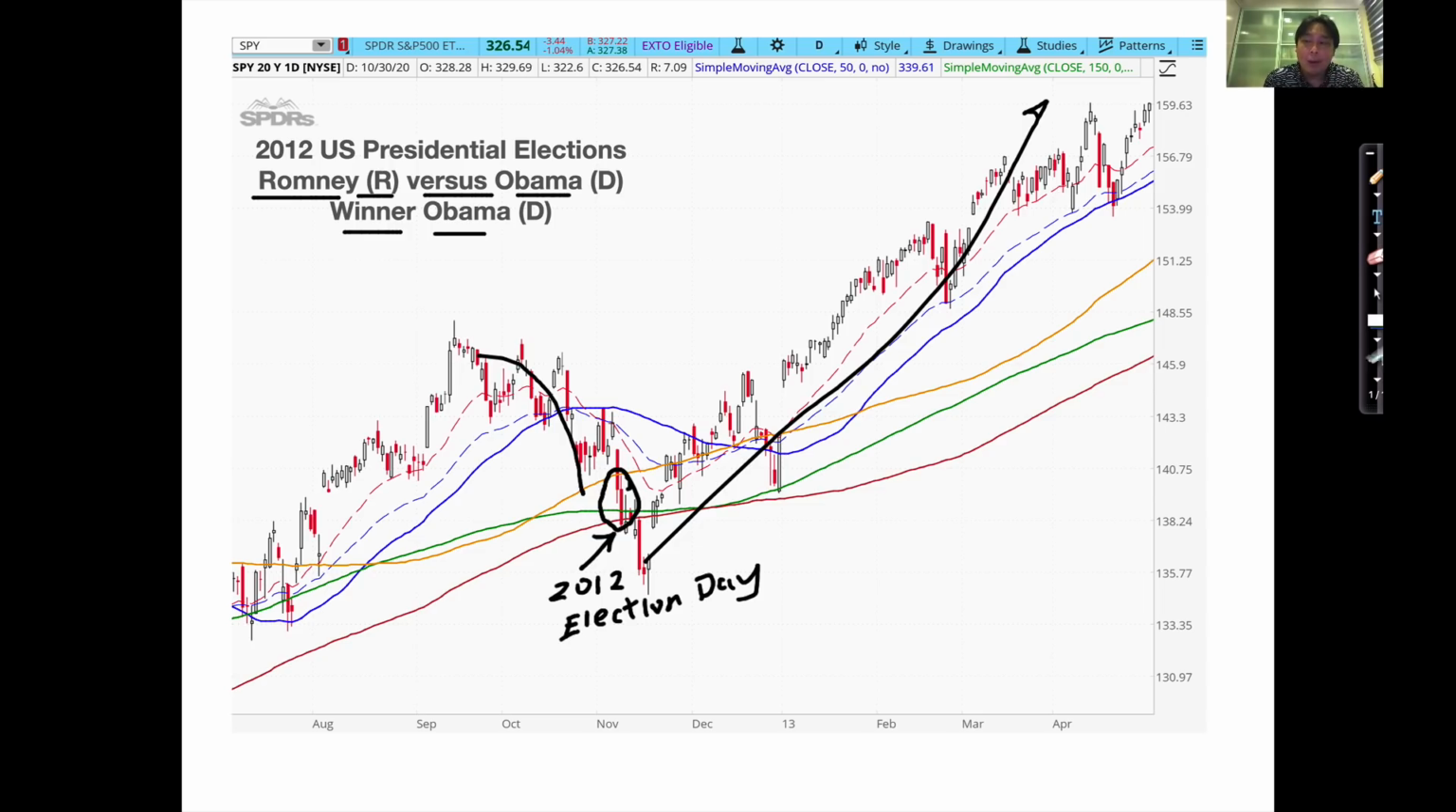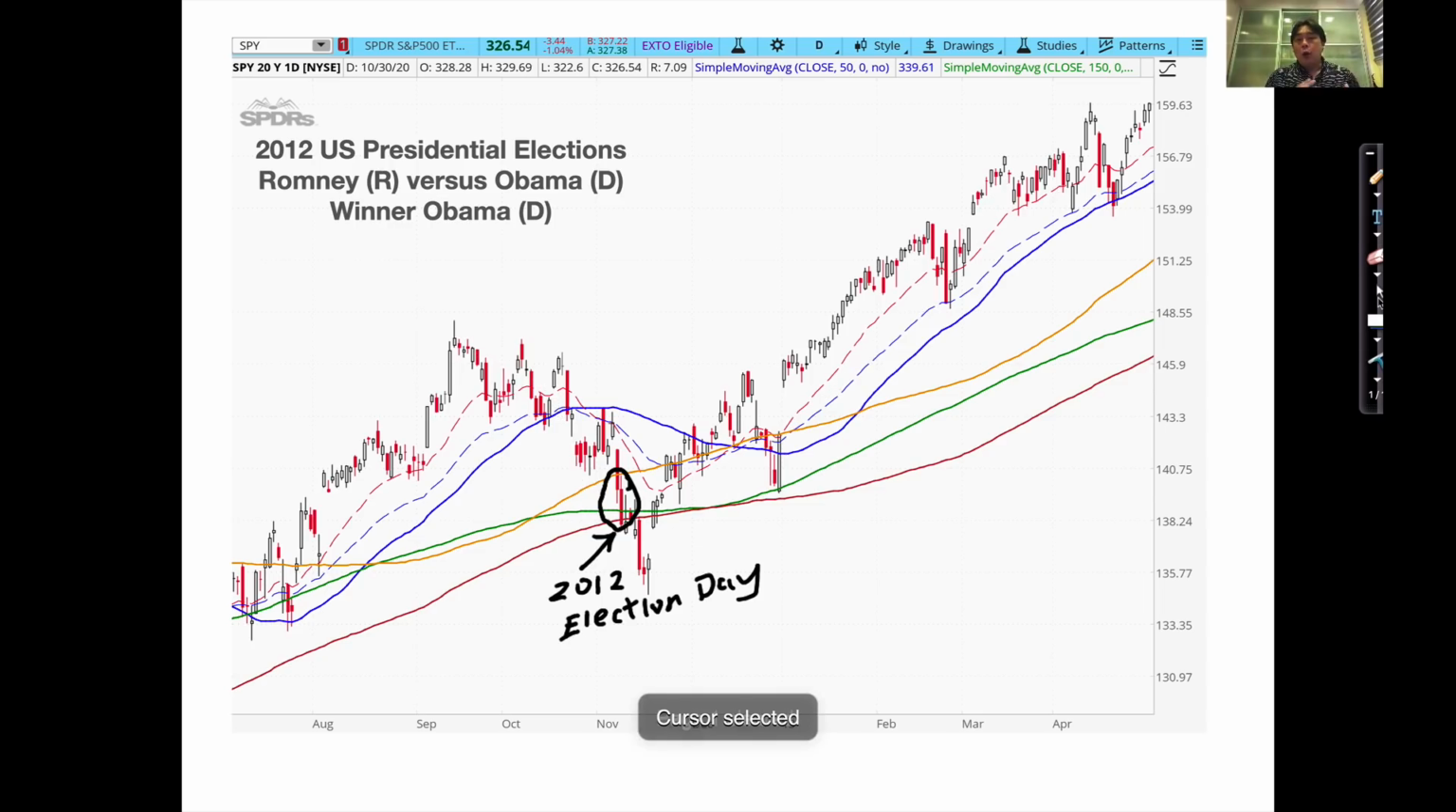Why? Again, what was the trend going into the election? What was the overall trend? Uptrend, right? You can see again the 50 moving average, the blue line, above the 150 moving average, green line. Going into the election, the medium-term trend was up. Now some of you would say, hey, but the price was below the 200 moving average. Is that a long-term downtrend? No, because the 200 moving average, the red line, is sloping upwards.